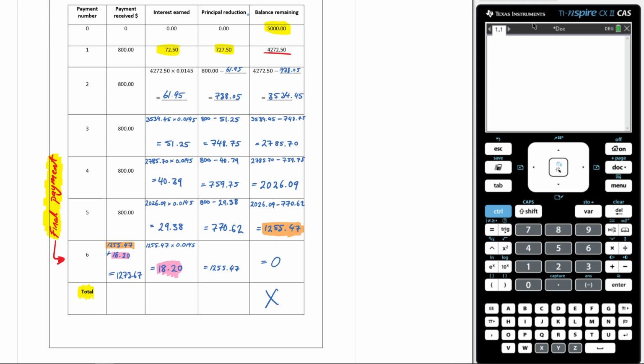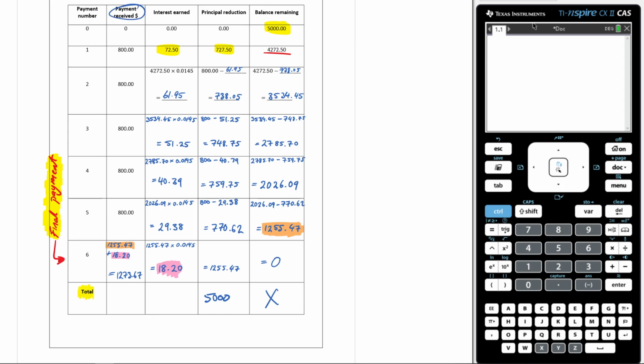In terms of principal reduction, technically, the amount that you've reduced your principal by is simply $5,000, right? You've reduced your principal by $5,000 because you started with 5,000. At the end of the day, the total principal reduction is 5,000, so you could put that there if you wish. The interest earned, we can definitely figure that out. And the payment received, we can definitely figure that out.